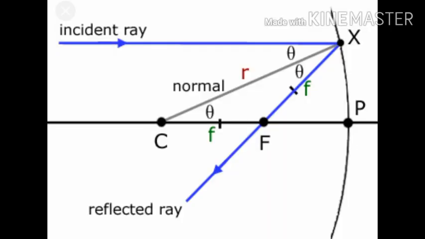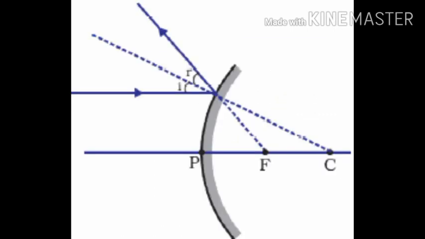So just once again we can mention the 4 basic rules. First one: if the light ray is parallel to the principal axis, for a concave mirror it passes through the focus after reflection, and for a convex mirror it seems to be diverging from the principal focus.